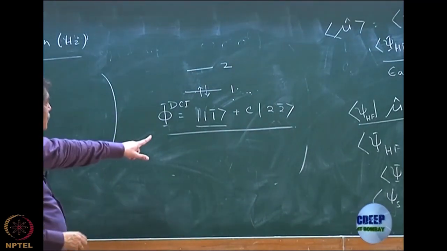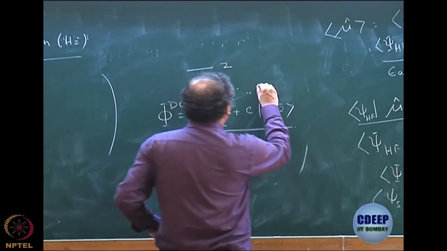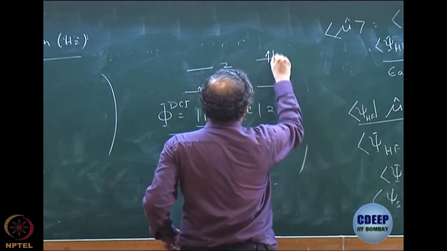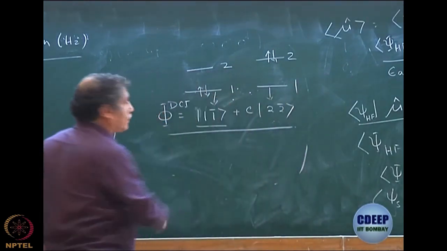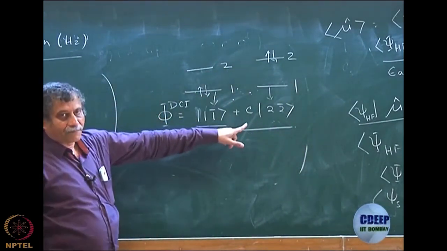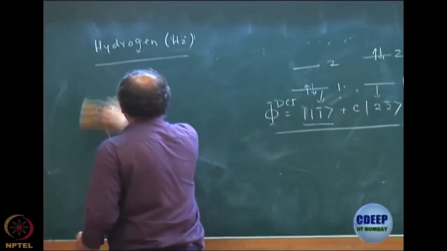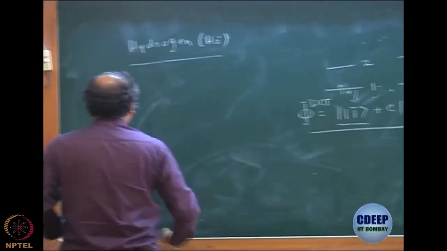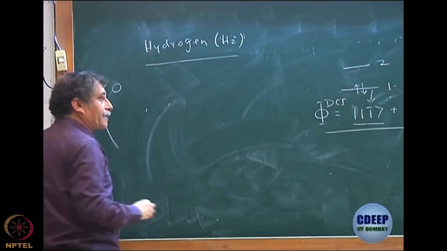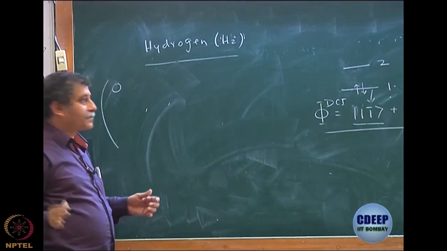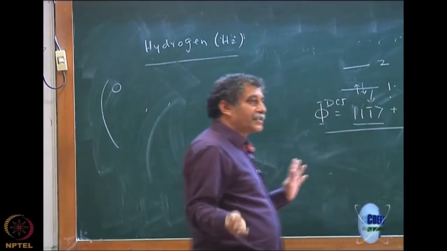So, my CI wave function becomes 1 1 bar and 2 2 bar. I have this as the Hartree-Fock and then the doubly excited configuration is this, and of course there is a coefficient. So, now let me write down the CI equation. The first term is H minus E Hartree-Fock. The first term by definition is 0. You have psi Hartree-Fock, H psi Hartree-Fock minus E Hartree-Fock, so that is 0.